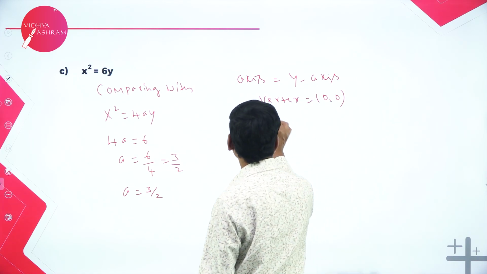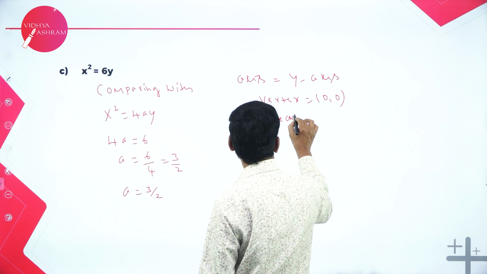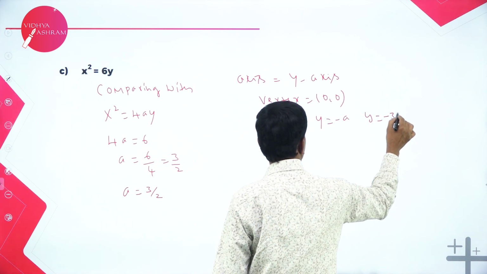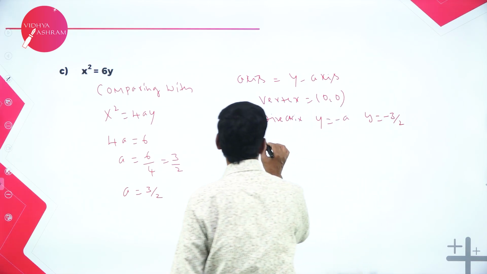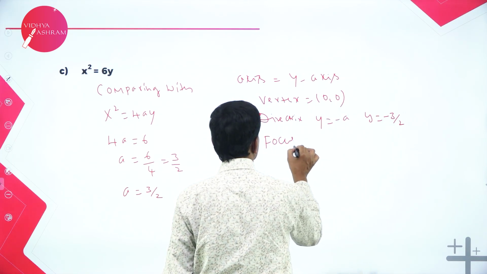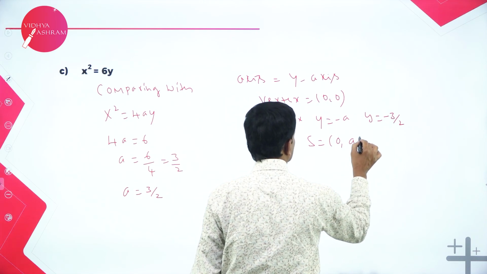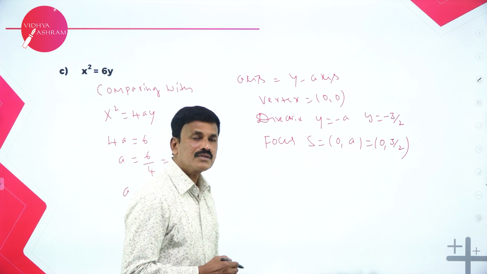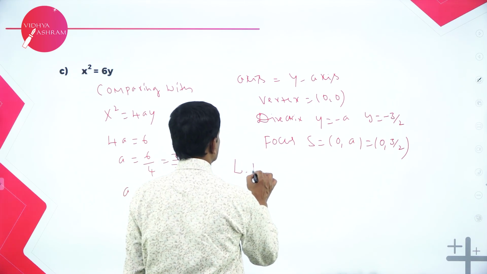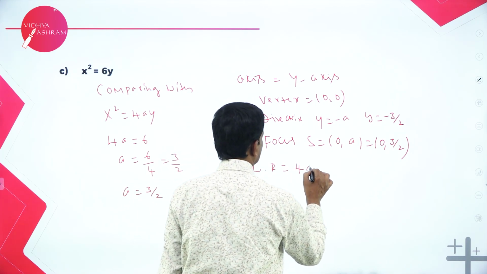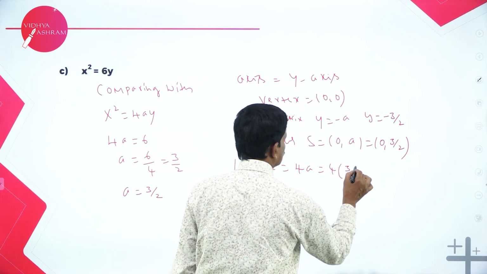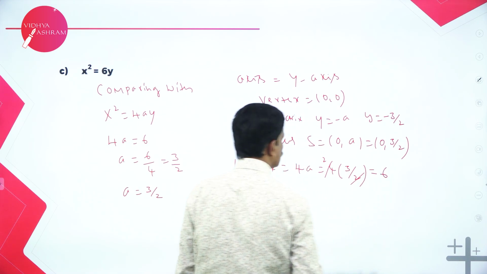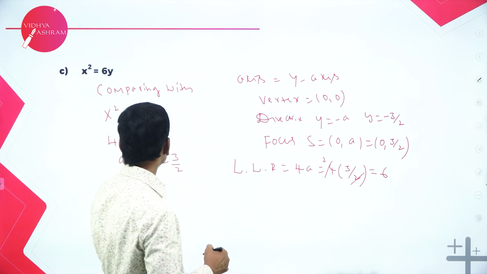Right. Directrix of the parabola is y is equal to minus a, that is y is equal to minus 3 by 2. The focus S is equal to 0 comma a, that is 0 comma 3 by 2. Now the length of latus rectum is 4a, that is 4 into 3 by 2, which is nothing but 2 into 3, that is 6. The length of latus rectum is 6.